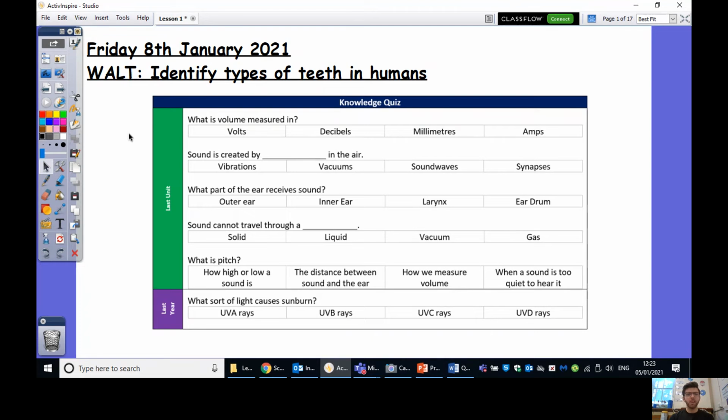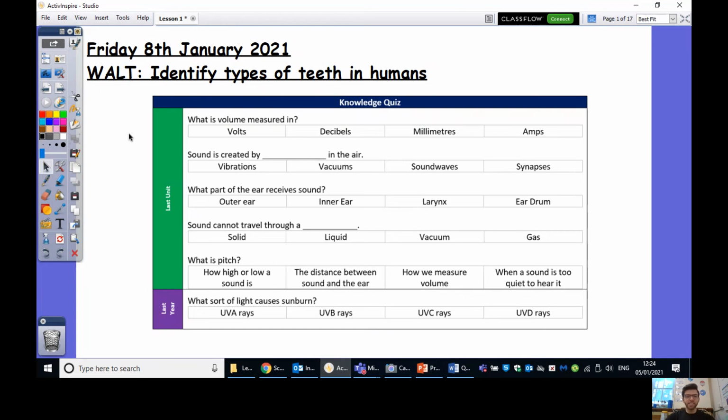Question 5. What is pitch? Please don't say something that you play football on. What is pitch? Is it how high or low a sound is? The distance between sound and the ear? How we measure volume? Or is pitch when a sound is too quiet for us to hear? So what is pitch when we're talking about sound?